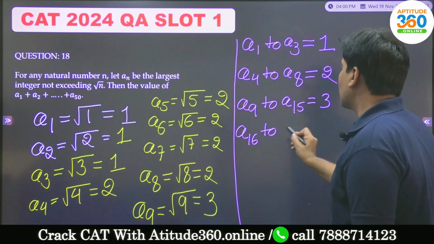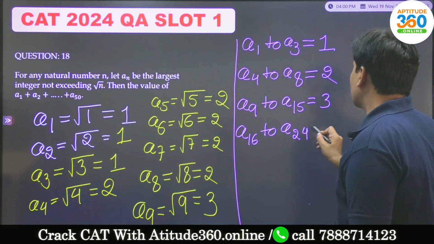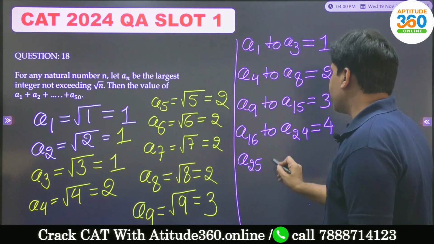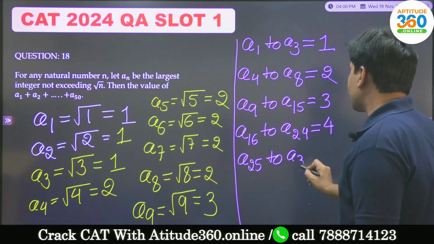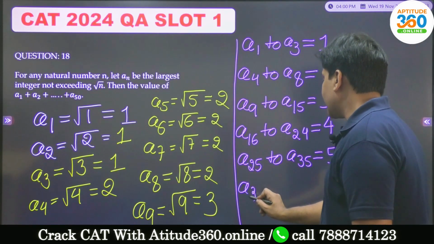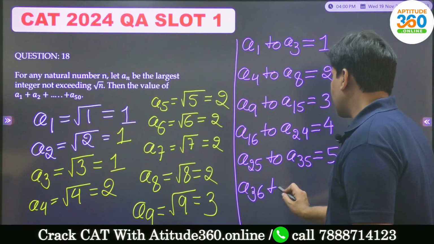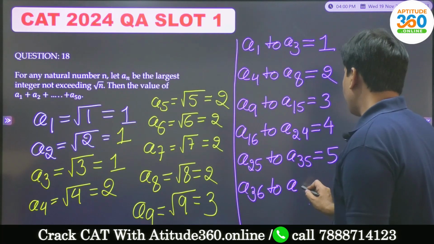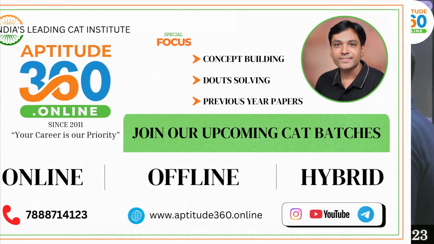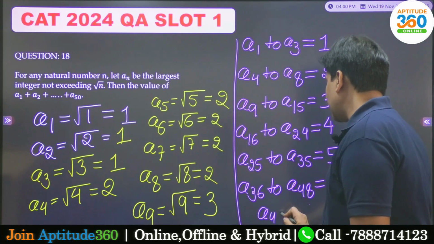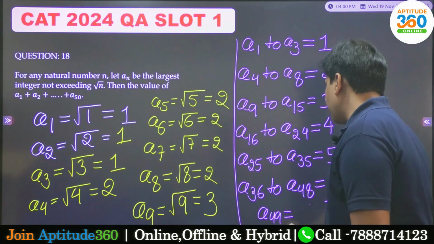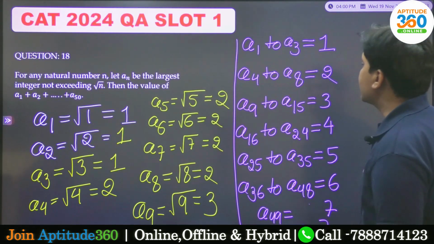a16 to a24, that value will be 4. a25 to a35, that value is going to be 5. a36 to a48, that is going to be 6. And then a49 is going to be 7 and a50 is also going to be 7.